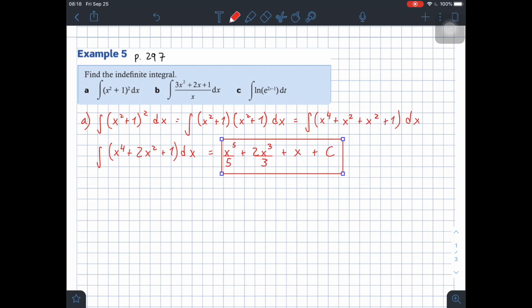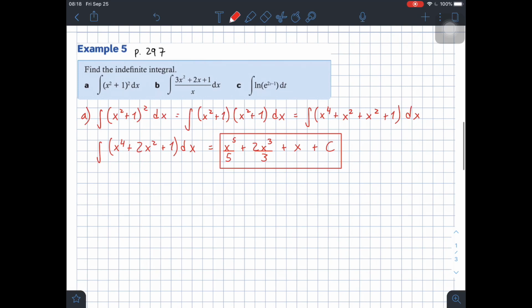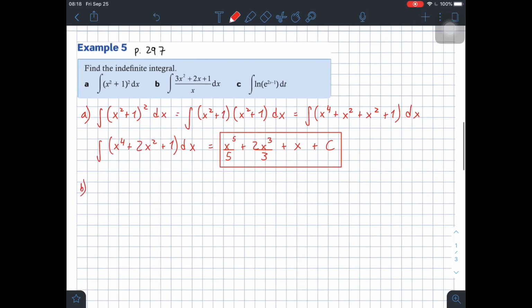So you see that we actually used the first rule we learned for integrals. We did nothing else. But we had to expand this expression before doing so in order to convert it into something that we know how to integrate. Okay? So let's see part B. Part B says the integral of all of this expression. So let me write that down. The integral of 3x squared plus 2x plus 1 divided by x.